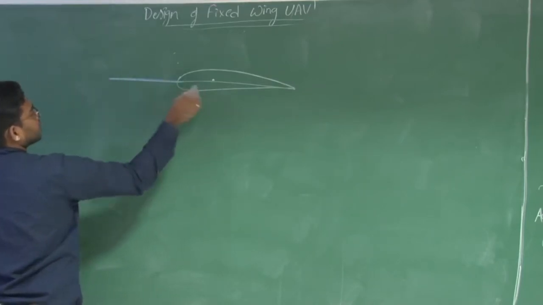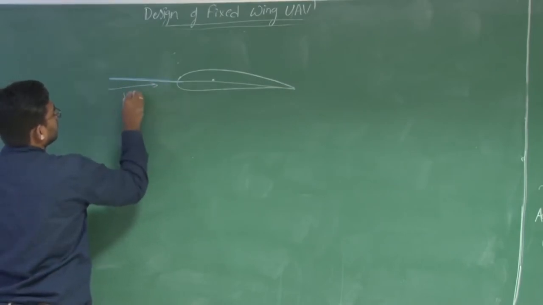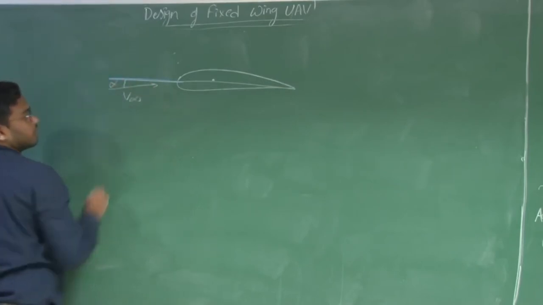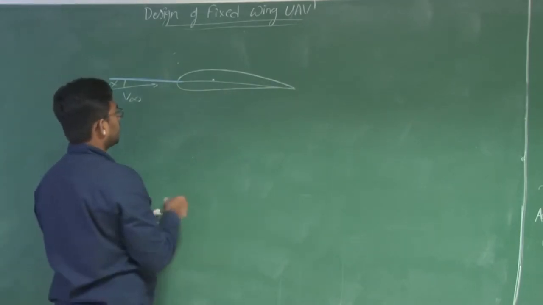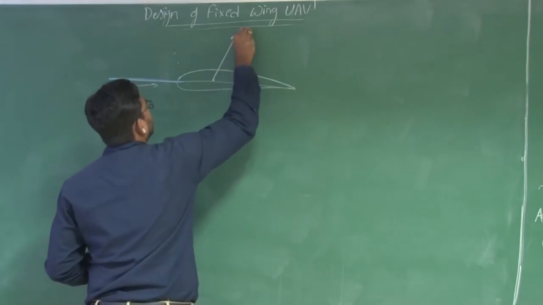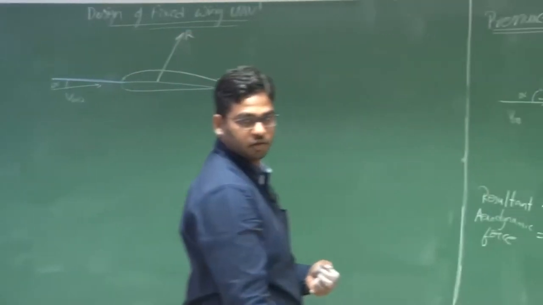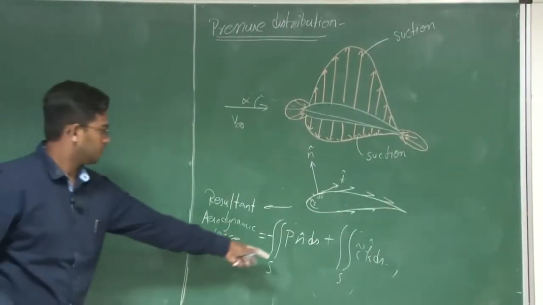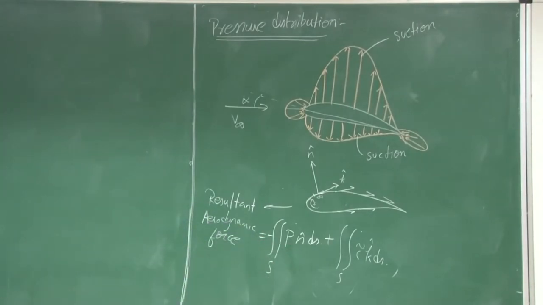This is actually the extension of this chord line. This is my V infinity and this is my angle of attack. So there is a resultant aerodynamic force R acting. Do you accept this? Because of that is what we are able to estimate by integrating this pressure force and shear stress distribution.